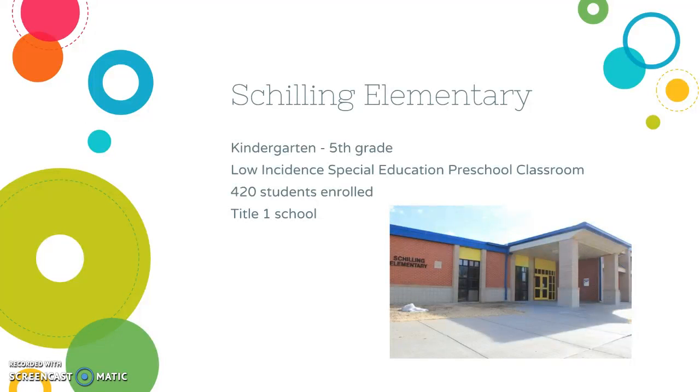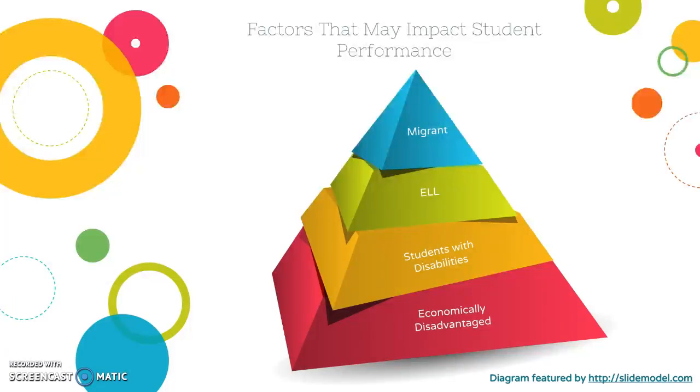To give you a bit of information about Schilling Elementary as far as what type of school we are, an elementary building. We serve kindergartners through 5th grade, but we also have one low incidence special education preschool classroom that serves around 20 students between AM and PM classroom. And those students are included in the 420 students that are enrolled, and Schilling is a Title I school.